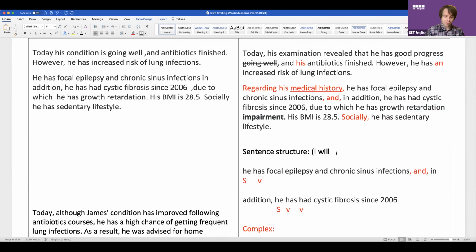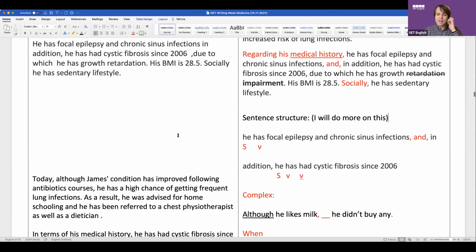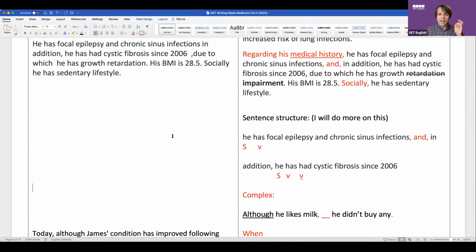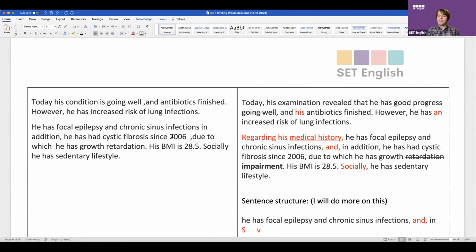I'll do more on sentence structure tomorrow. I will do more on this. I'm trying to do a lot of things tomorrow. Okay, so any questions on this? I know I've said a lot. Does anyone have anything they want to come back to me on for this? Yes, please. Go on, please, sir.